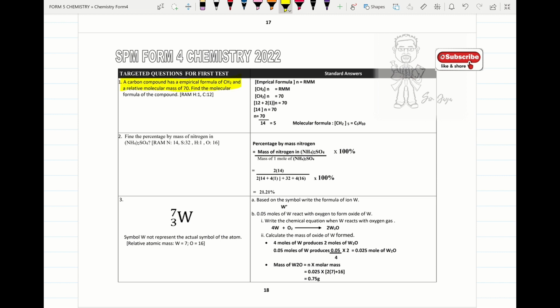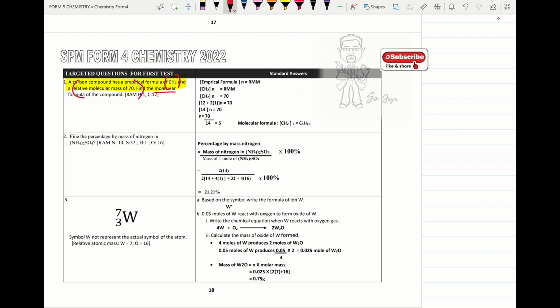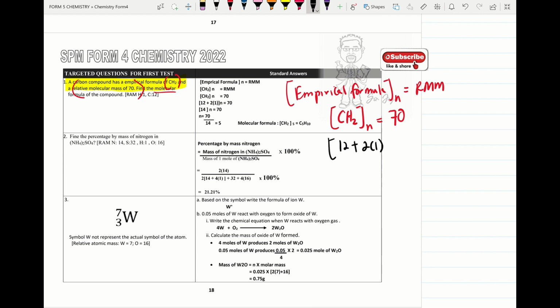A carbon compound with the empirical formula CH2 is given and the RMM is given. So how to find the molecular formula? We write the empirical formula given in the question. We open bracket, close bracket, we put n, and we take the RMM and apply it in the formula. So (CH2)n, then we take the RMM value which is 70. The carbon will be 12, plus 2 times 1, the RAM of hydrogen is 1, so 14n equals 70. We find the n value: 70 divided by 14, which will be 5.